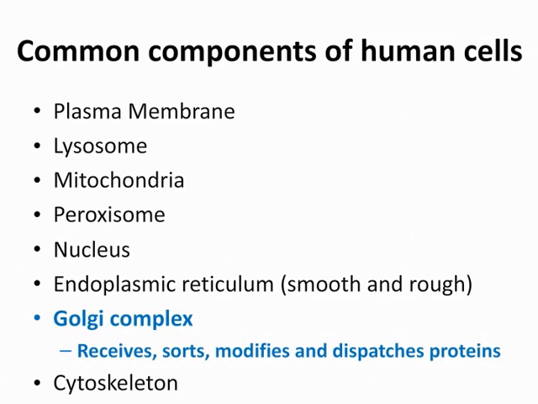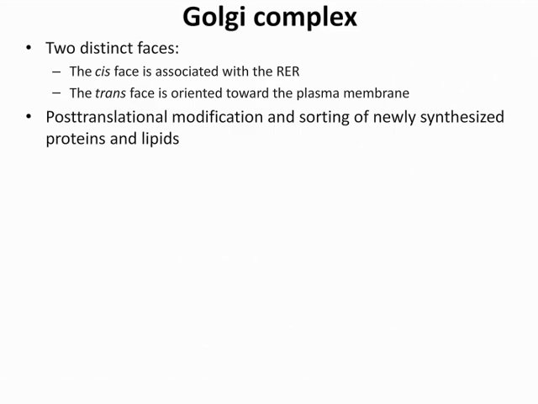So objective 9 is knowing the structure and function of the Golgi complex plus the related diseases. So your Golgi is your manufacturer, right? So it receives, sorts, modifies, and dispatches proteins. Alright, so the Golgi complex has two distinct faces. So if it's facing the rough ER, then that's the cis face. If it's facing the plasma membrane, that's the trans face.